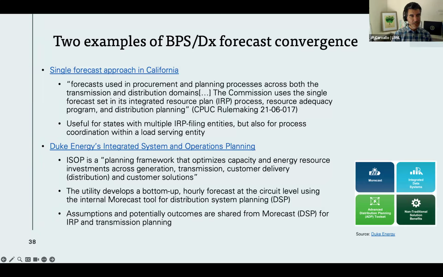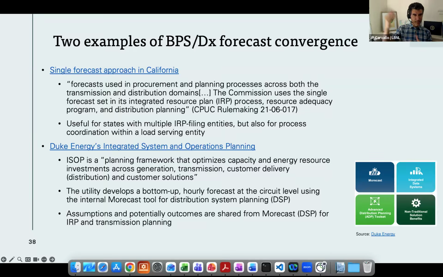Similarly, Duke Energy in the Carolinas developed an integrated system operations planning process, ISOP, which is a planning framework that is optimizing capacity and energy resources across the value chain. And in doing this, the utility developed a bottom-up hourly detailed forecast at the circuit level that they call Morecast, that they're using for distribution system planning and holds the promise to be used in the same way as in California to go up to the bulk power system in aggregation.